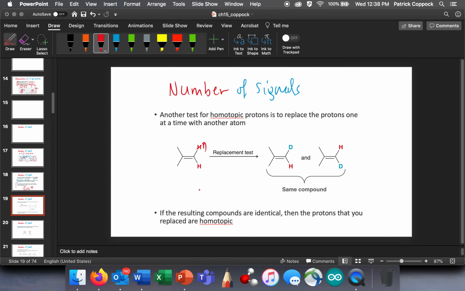It's going to require a pencil, I think. I don't think you're going to be doing this in your head very easily. So if the resulting compounds are identical, then the protons are said to be homotopic.